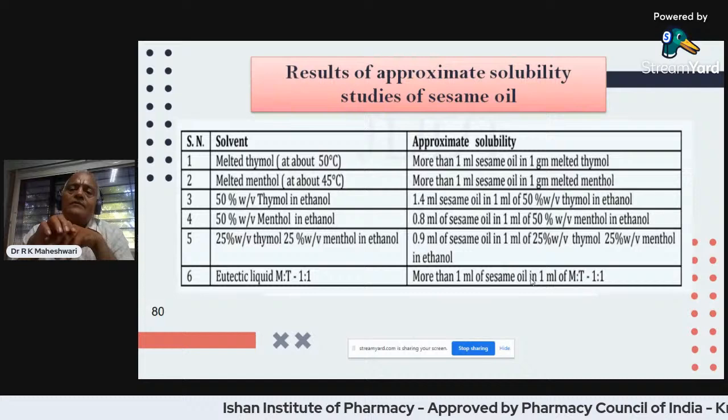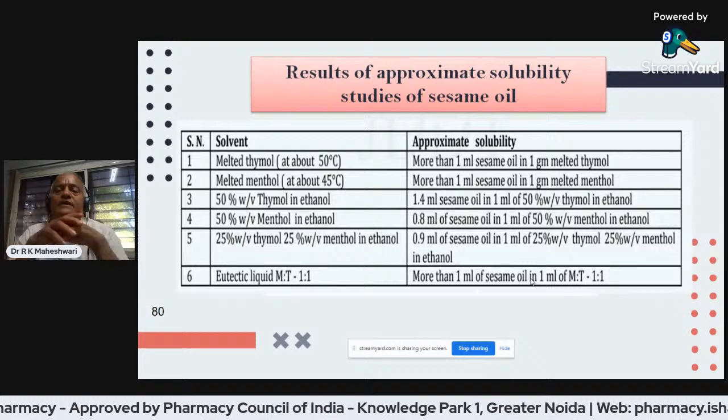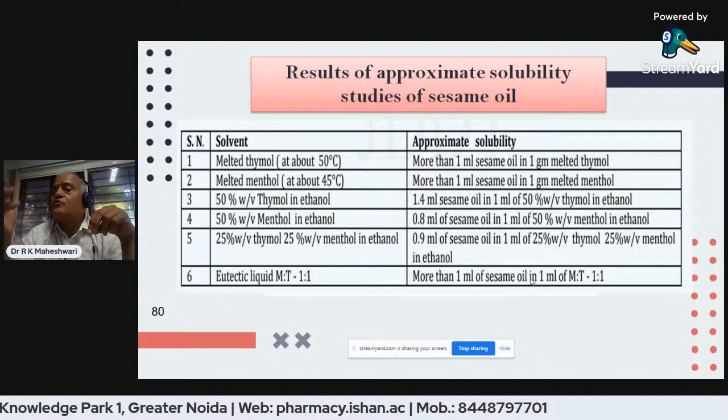manufacturers could not employ ethanol, although ethanol is safer than hexane, because traces of ethanol are not as harmful as traces of hexane. But ethanol could not be employed because of its low solvent power.